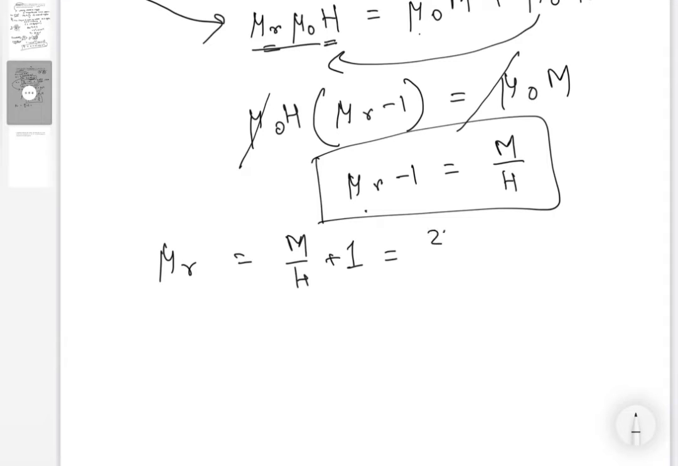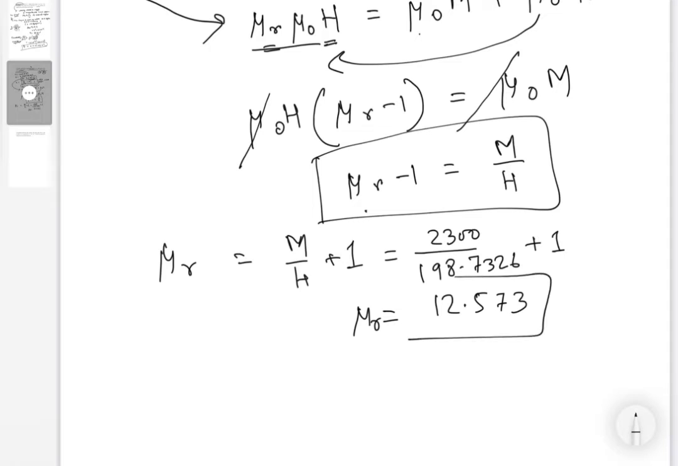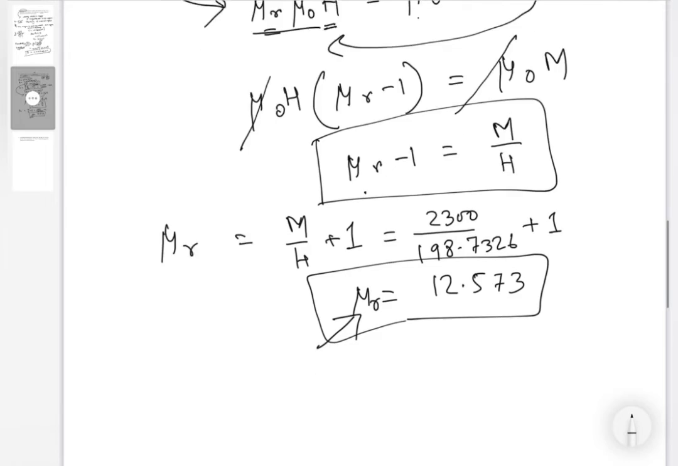So this is equal to 198.7326 plus 1. So we will come to an end where mu r is 12.573, and mu r is also unitless, because that is also relative permittivity. Ratio of material's permittivity to the permittivity of free space. Okay, moving on to the next problem.